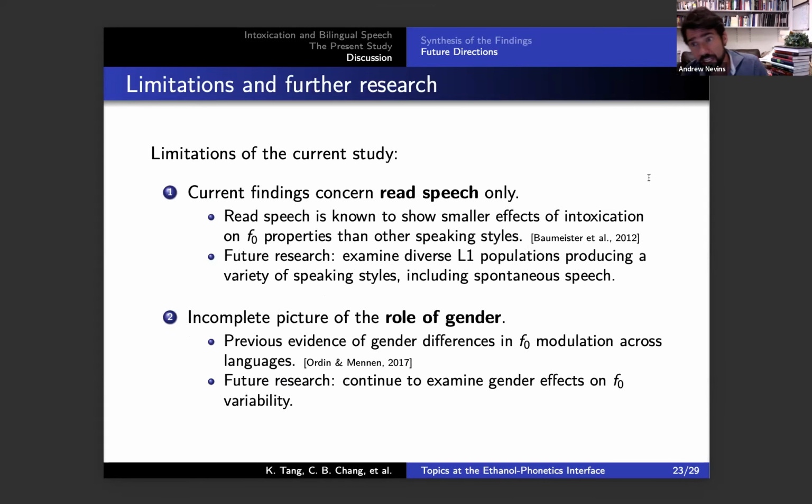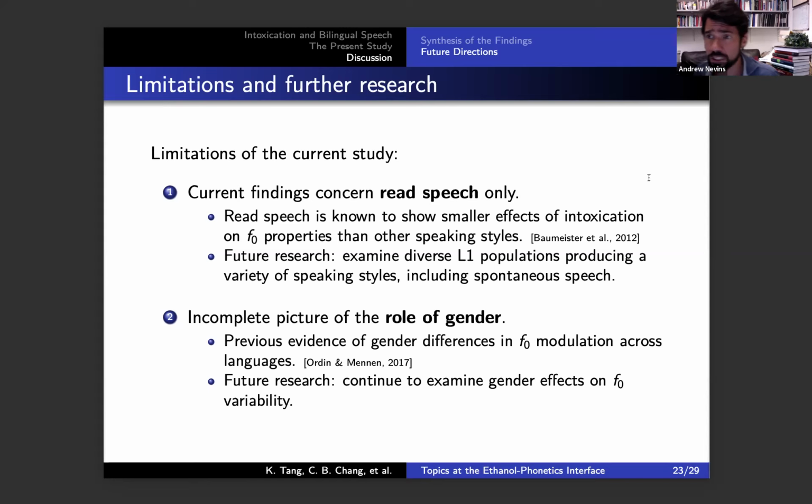Now, there are some limitations of this study, and I think Masha is perhaps pointing at that, the question about this being, for example, read speech. So actually, read speech is thought to show smaller effects of intoxication than other speaking styles. There are even, you know, Baumeister and others who have looked at speaking styles where you give people various kinds of commands in games, and you say, okay, move the blue square over to the red. So is reading actually something that has less variability than other kinds of controlled stimuli?